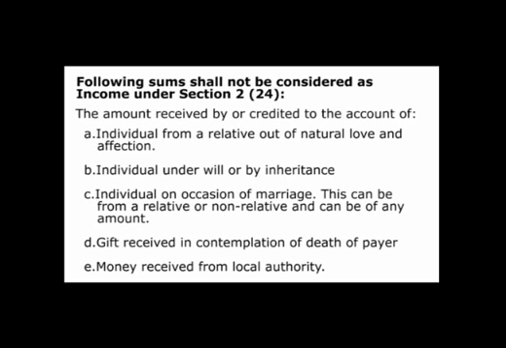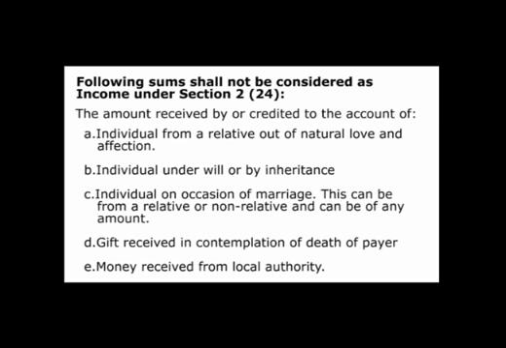An individual from a relative out of natural love and affection. It means if an individual gets the amount from a relative out of love and affection, then it shall not be deemed to be income under section 2, subsection 24. The second case is if an individual receives the amount under a will or by inheritance. The third situation is when an individual gets the amount on the occasion of marriage, and this can be from a relative or a non-relative, it doesn't matter. It will not be deemed to be income, and accordingly it shall not be liable to be taxed under this head.